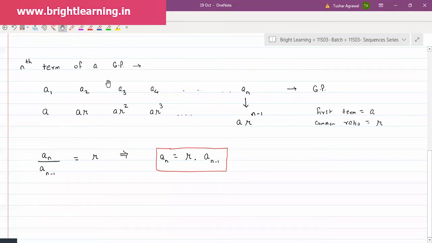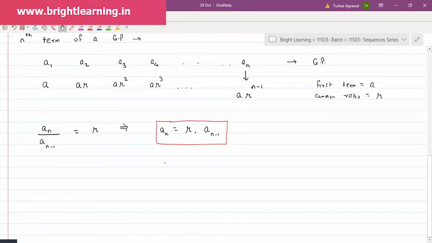If you know the second term and you want to calculate the fourth term, just go two steps ahead. So from AR, I will go AR into R square, it becomes AR cube. Okay, so this is another formula that we will have. That is An will be equal to first term into common ratio to the power n minus 1.